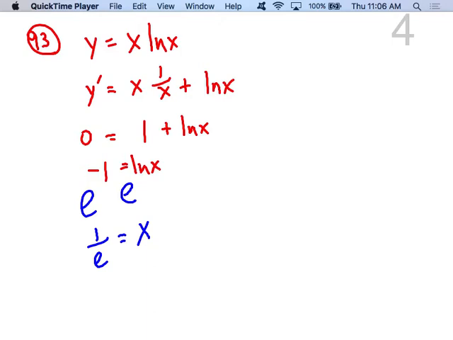Just for an idea, let's put that on a number line then. This is a y prime number line. Just so things don't get out of control, about how much is 1 over e? Well, what's e?